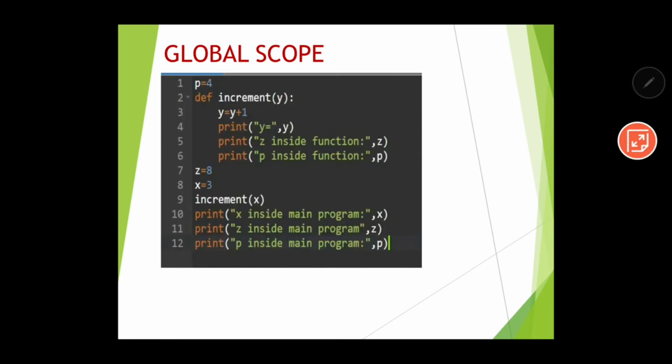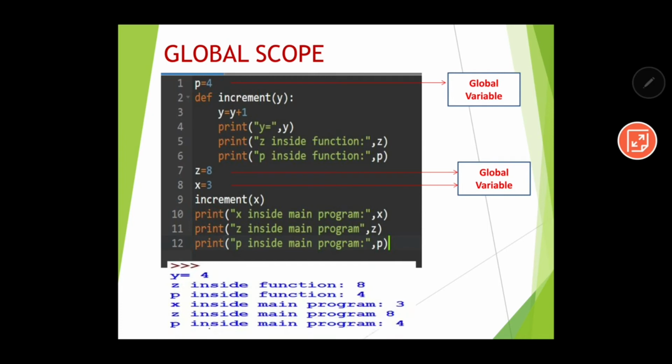So here, if we revise it, P is a global variable because it is accessible throughout the entire program. Also, Z and X are also known as global variables. So these three variables can be used throughout the entire program. Now this will be the output of the program, as I have already explained. So this is known as the output of the program.